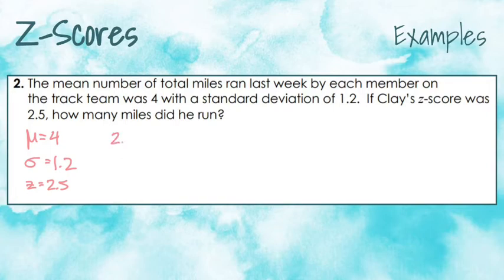So we have 2.5 is equal to chi minus 4 over 1.2. So to solve for chi, we're going to multiply both sides by 1.2. That'll give us 3 equals x minus 4, which I've been calling chi, but let's be honest, it's an x. If we add 4 to both sides, we get 7 equals x, and then that tells us that he ran 7 miles.